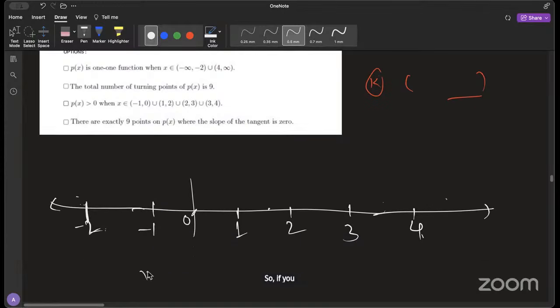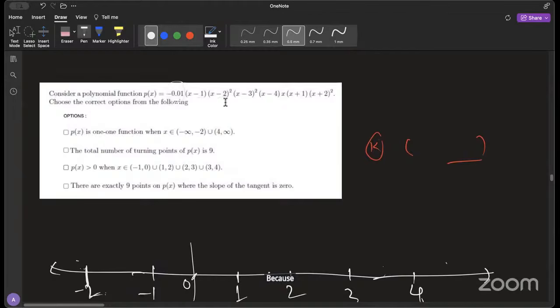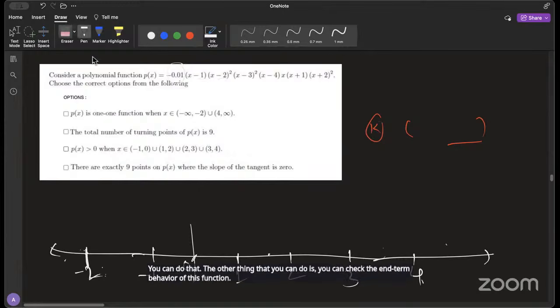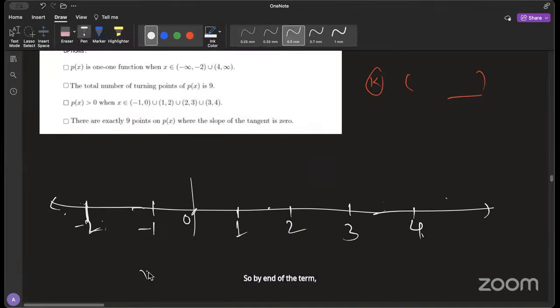So if you have x tending to, because you're at 2, the multiplicity is even. That means either it's going to be this way or it's going to be this way. But we have to figure out which one of them is true. One thing you can do is substitute something immediately left of -2 and check the sign of this function. The other thing you can do is check the end behavior of this function.